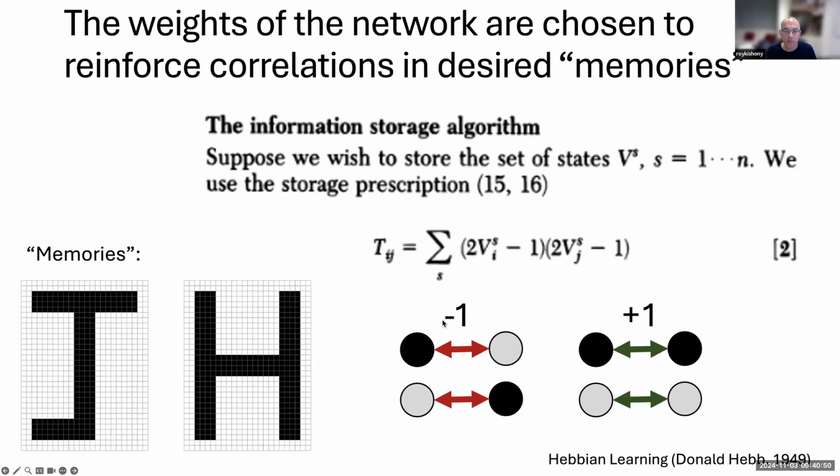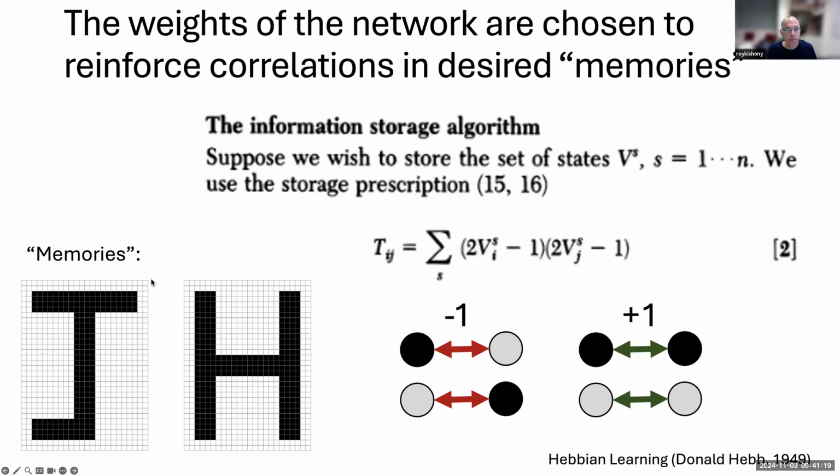Okay. So now if we want to embed a pattern, let's say JH, John Hopfield, in a network, the idea is that we're going to use what is known as Hebbian, Donald Hebb, learning: the idea that if two neurons are co-firing, the synapse should strengthen. If they're not correlated in their firing, the synapse should weaken.